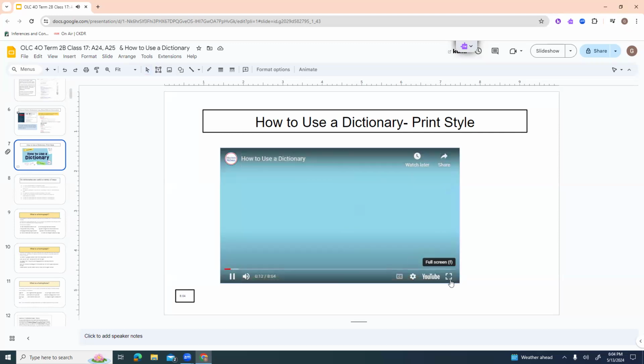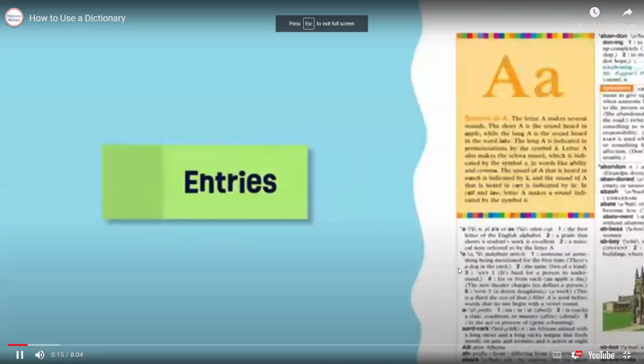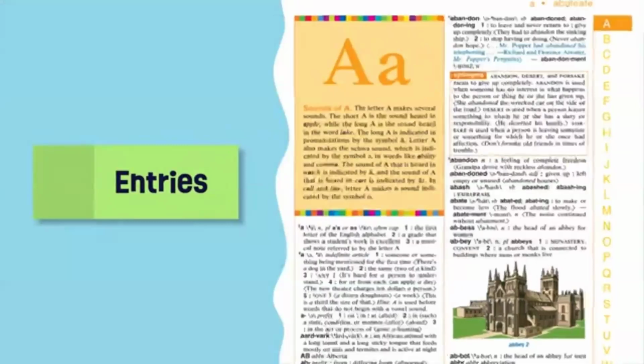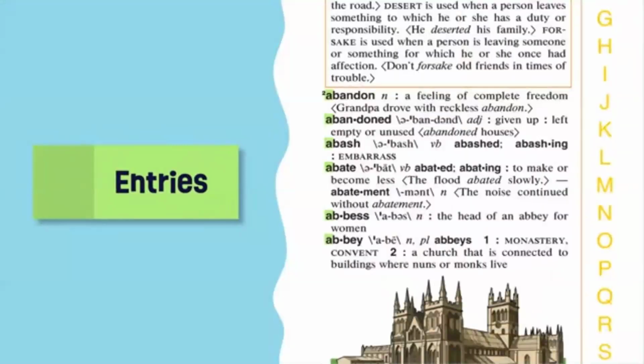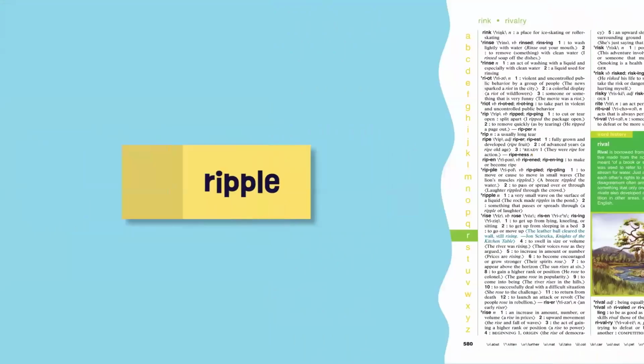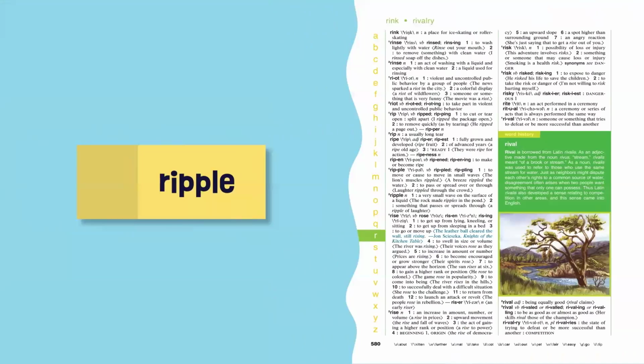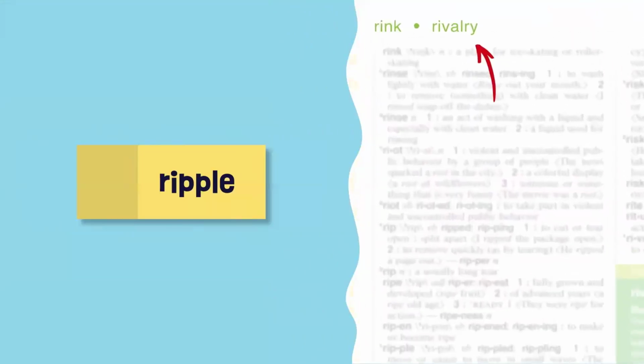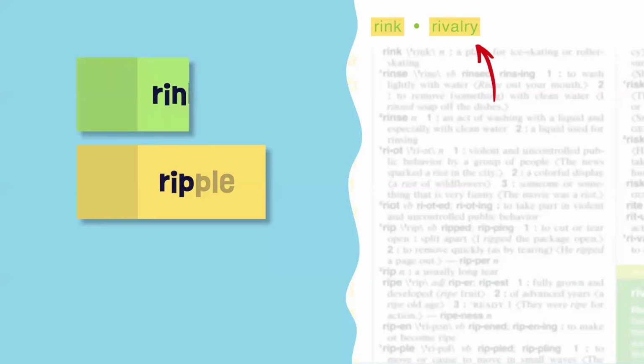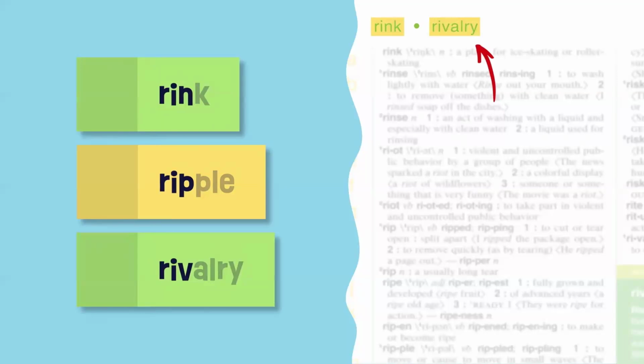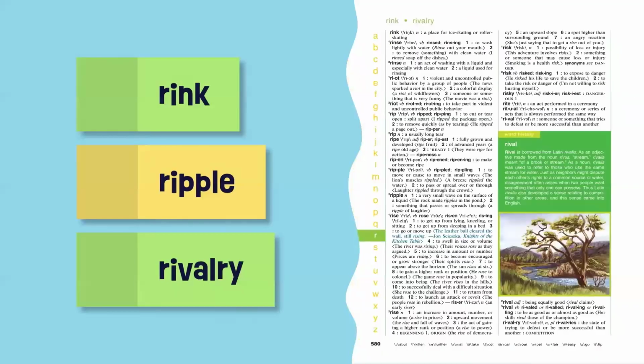A dictionary is filled with entries, and each entry contains information about a particular word. These entries are arranged in alphabetical order. So let's say you're looking for the word ripple. First, you'll find the section with all the words that begin with R. Then you'll use the guide words at the top of each page to find the page with the entry for ripple. This page has rink and rivalry as its guide words. Since the RIP of ripple comes after the RIN of rink and before the RIV of rivalry, we know that this is the page ripple is on.